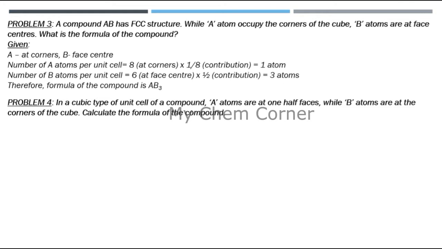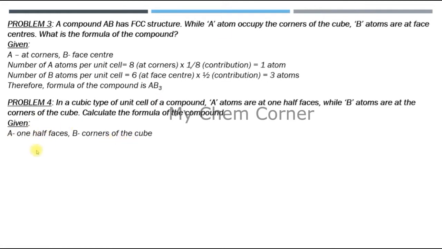Now in this case, in a cubic type of unit cell of a compound, A atoms are at 1/2 face. So they are only present at 1/2 of the face, while B atoms are present at the corner. B atom is easy. I'll help you solve what are the A atoms. Calculate the formula of the compound. So here, when we talk about the given things in the question, A atoms are present at 1/2 face and B are present at the corners of the cube.